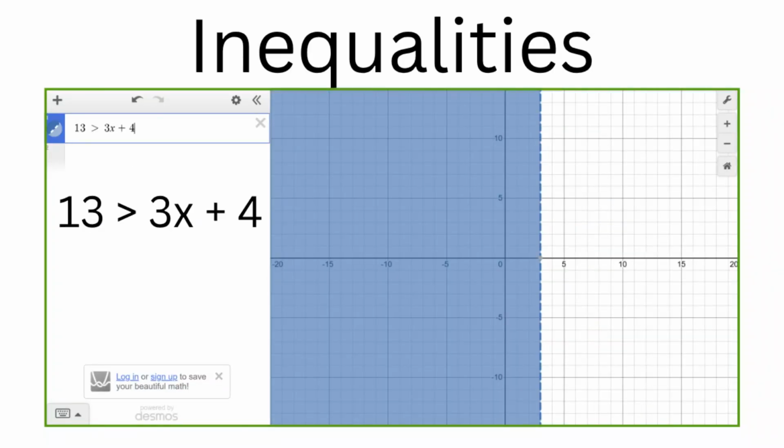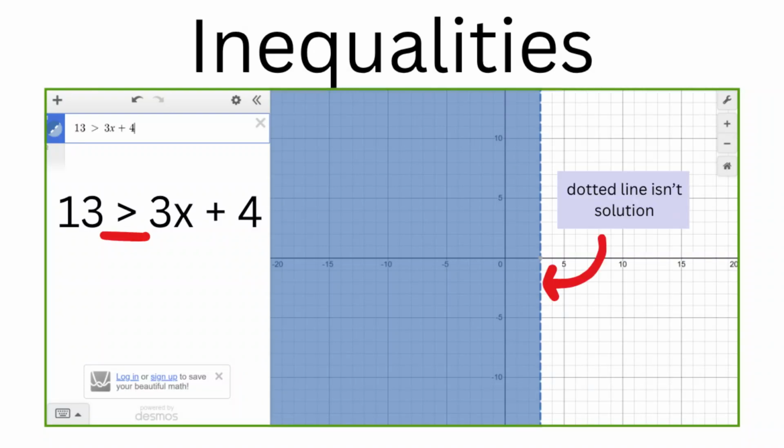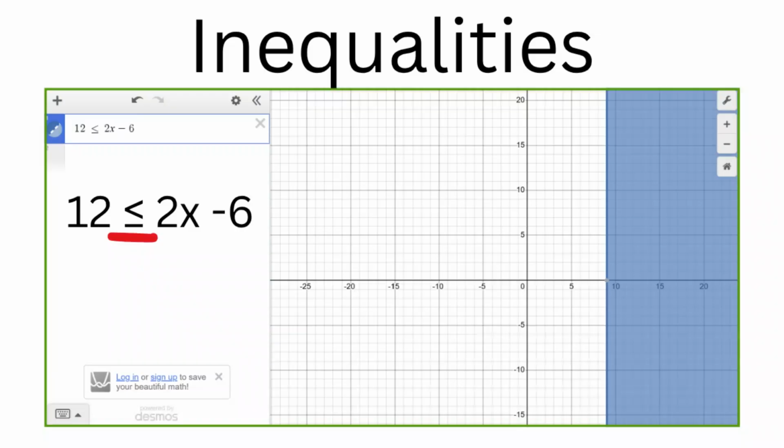Now, if you have a system of inequalities, whatever the common region between them is the solutions to both. Now, if your sign for the inequality is greater than or less than, then the line is going to be dotted like this, and the line does not count as solutions to the inequality. But if the symbol is greater than or equal to or less than or equal to, then you're going to have a solid line like this, and the line are solutions to the equation.